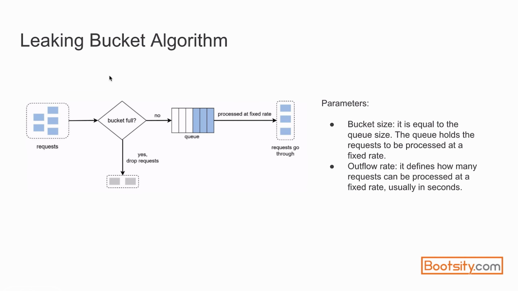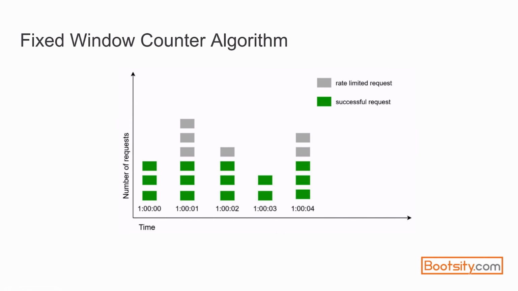Leaking bucket algorithms take two parameters. First is bucket size, how many requests we can save in this queue, and what will be the outflow rate. And by outflow rate we mean how many requests can be processed at a fixed rate, usually in seconds or in minutes. Okay, let's discuss the next algorithm, that is fixed window counter algorithm.